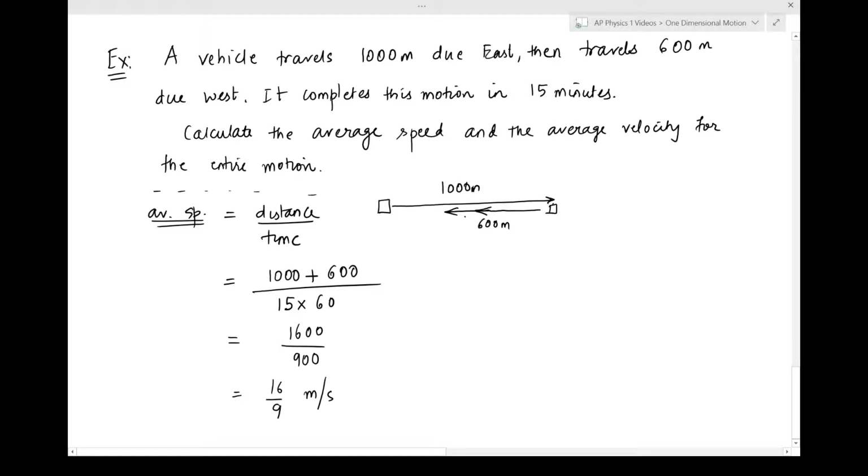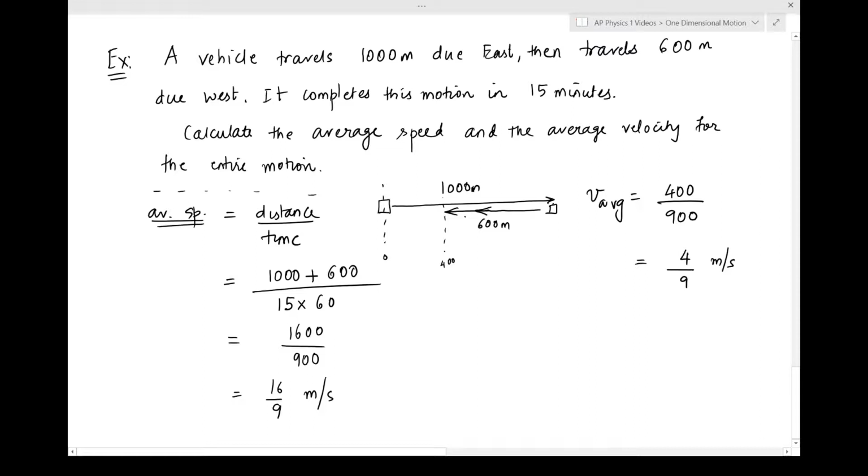So very easy. Let's use the idea now to also find the average velocity. V average is equal to, now if you look at this picture, let's find the displacement. If you remember, displacement was the final position minus the initial position. If we call this initial position 0, then we realize that this object eventually ended at the 400 meter mark. So the displacement happens to be 400 meters. The time we've already calculated to be 900 seconds, and therefore the average velocity is 4/9 meters per second.